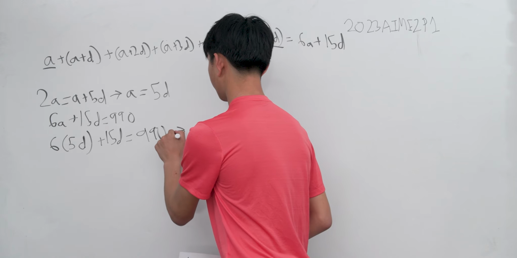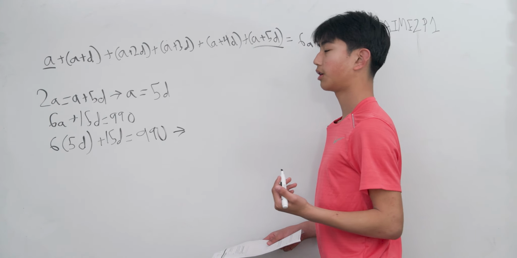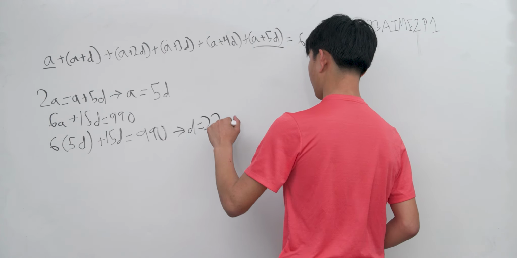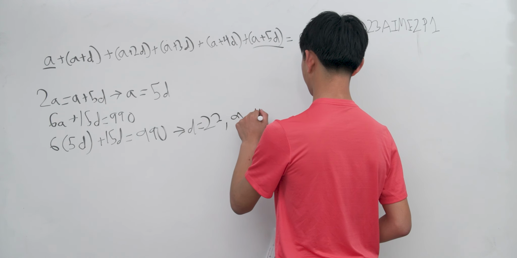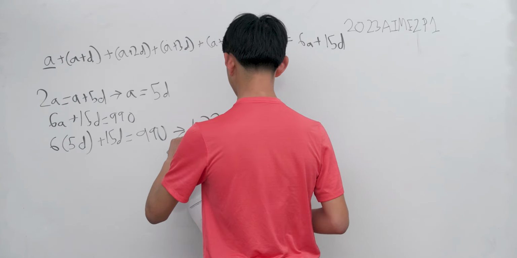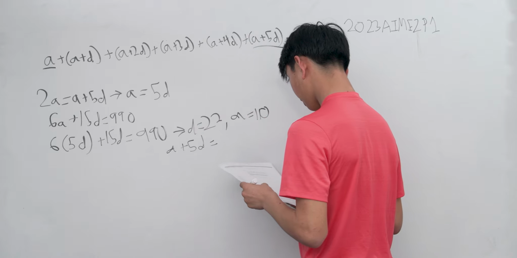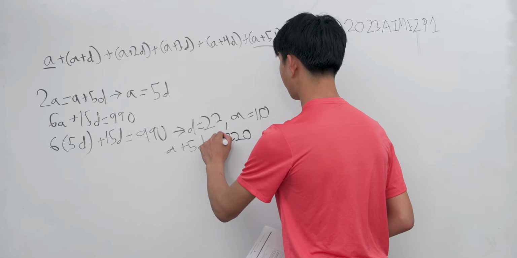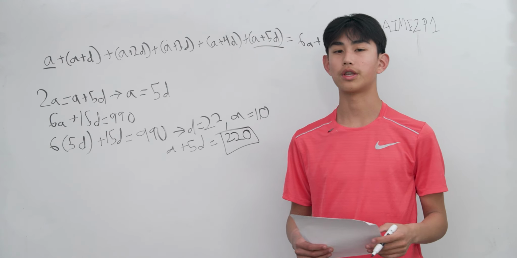From here, you can just use simple algebra, solve that d is equal to 22, and therefore a is equal to 110. So a plus 5d, the greatest number of apples growing on any of the trees, is 220 apples. That is our answer for this problem.